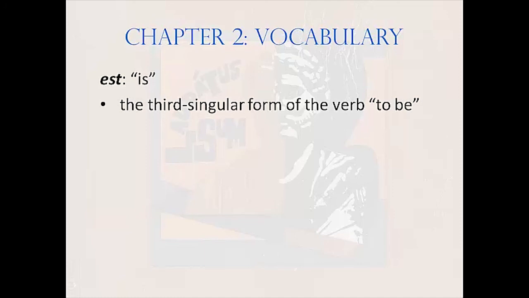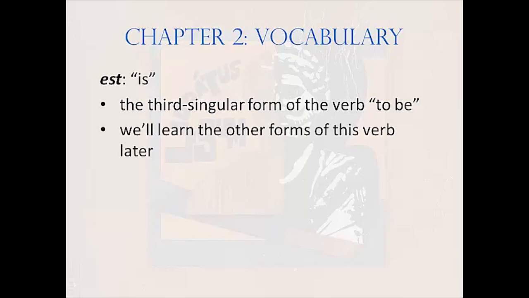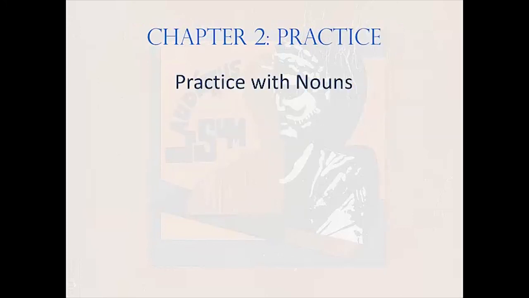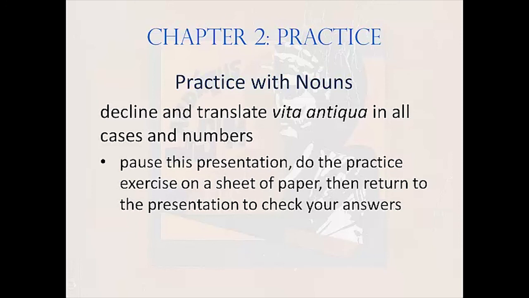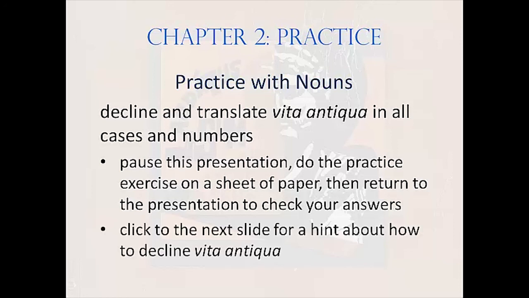Before signing off, let's practice a little bit with nouns and verbs to be certain you understand the grammatical principles introduced in this and the previous chapter. First, decline and translate the noun-adjective cluster vita antiqua in all its cases and numbers. Pause this presentation briefly while you do the exercise on a sheet of paper, and then return to the presentation to check your answers. If you need a hint or two, click to the next slide.